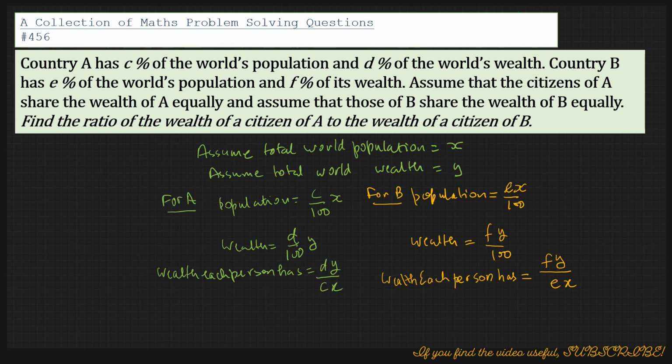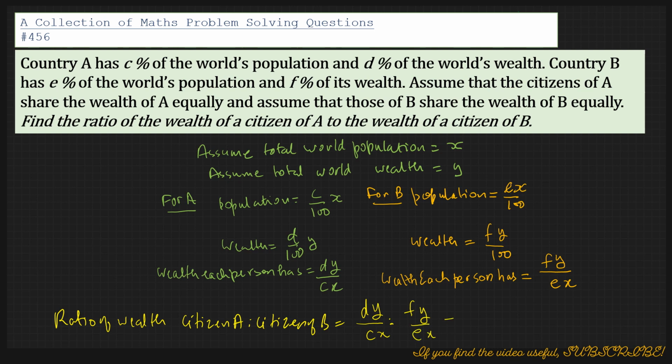So now we have to find the ratio of the wealth of a citizen of A to the wealth of a citizen of B. So the ratio of wealth of citizen of A to citizen of B would be: citizen of A is DY out of CX, is to FY out of EX.